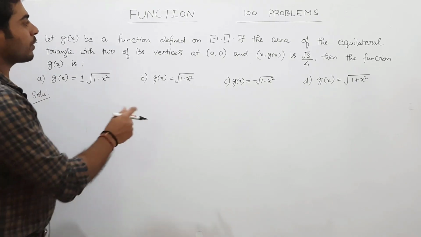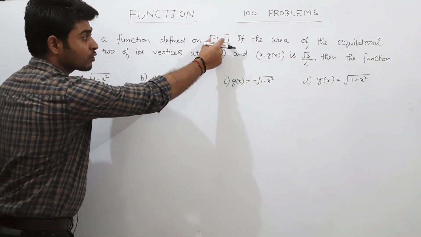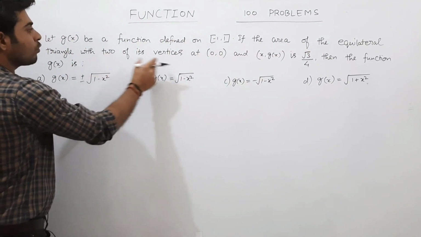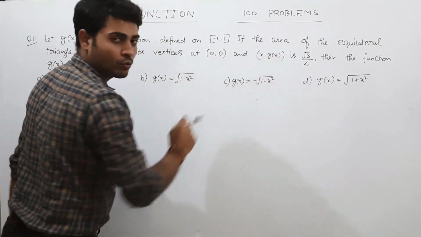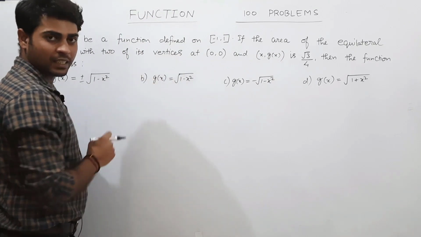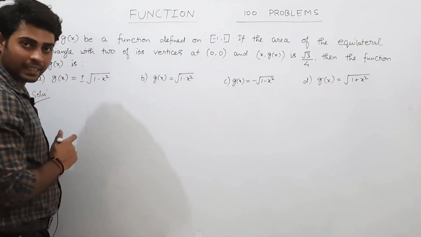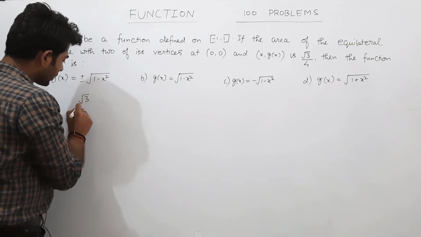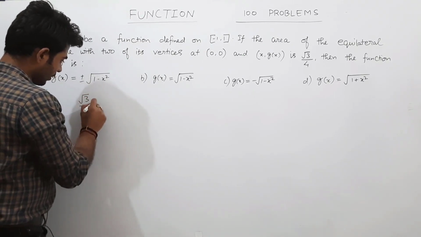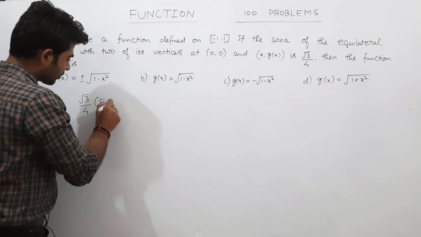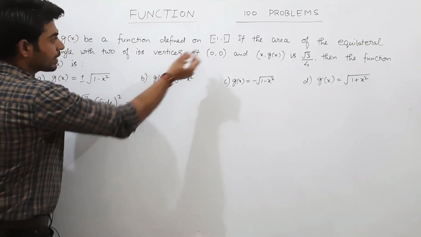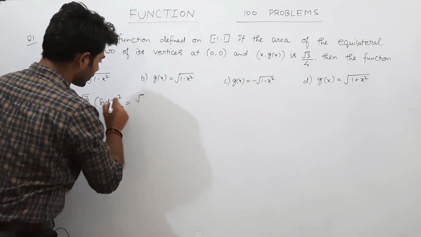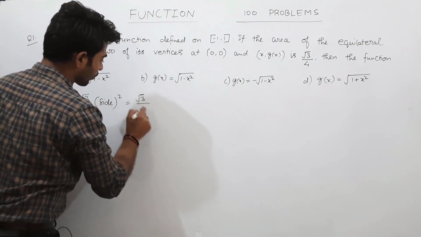Since g(x) is a function defined on the closed interval -1 to 1, if the area of the equilateral triangle with two of its vertices, this and this, is root 3 by 4, then they are asking what the function g(x) should be. As you know, the area of an equilateral triangle is root 3 by 4 times side square, which is already given in the question. The area of the equilateral triangle is root 3 by 4, so this should be equal to root 3 by 4.